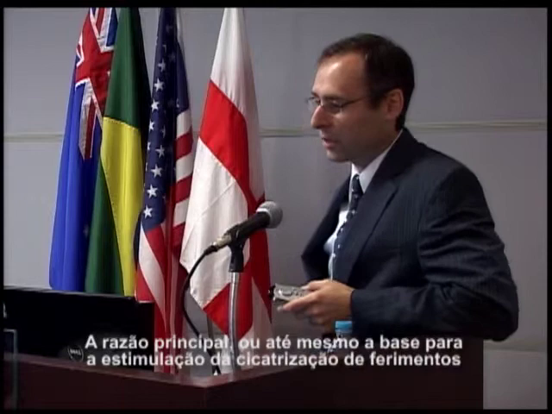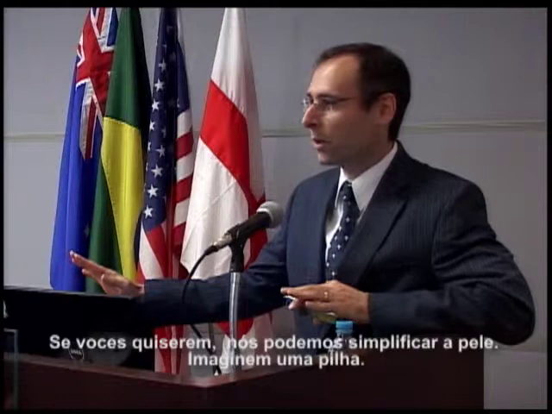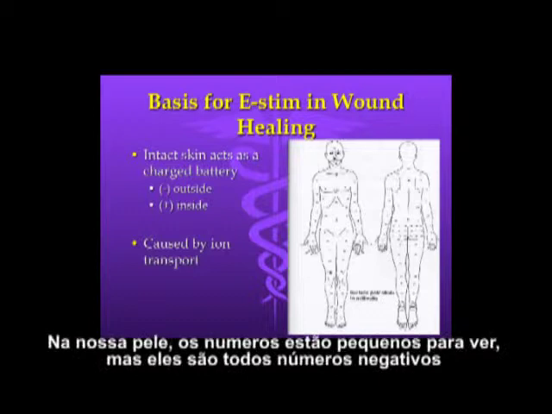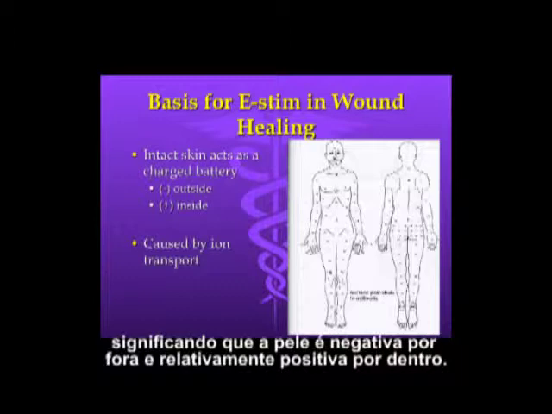So the main reason, or really the basis for e-stim and wound healing, is if you want, you can simplify, or you can oversimplify the skin to picture it like a battery, where you have one charge on one side and an opposite charge on the other side. So in our skin, those numbers are probably a little small to see, but they're all negative numbers, meaning the skin is negative on the outside and relatively positive on the inside.